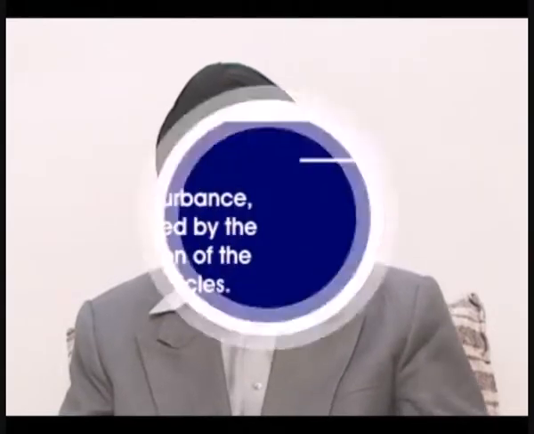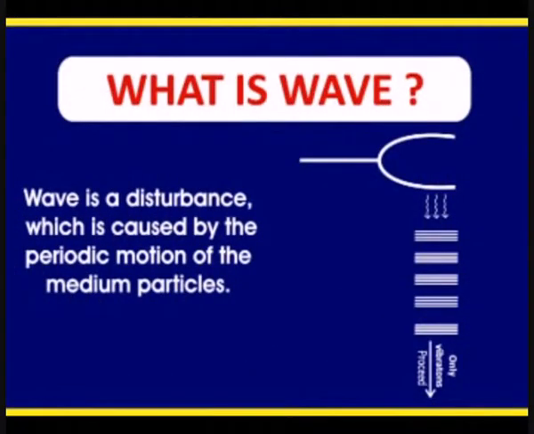There was a conflict among the two. Huygens wanted to say that light is a wave and Newton wanted to say they are particles. Question is, what is a wave? Please see, a wave is a disturbance which is caused by the periodic motion of the medium particles.